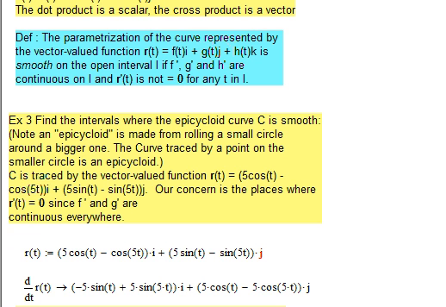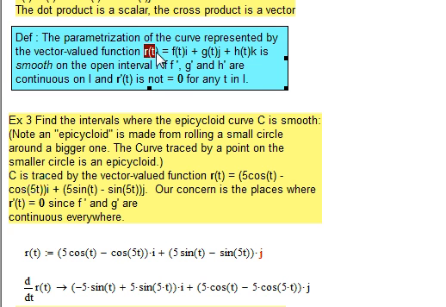So now we're going to talk about whether or not a curve is smooth. The parametrization of the curve represented by this vector valued function r of t equals f of t i plus g of t j plus h of t k is smooth on the open interval I if f prime, g prime, and h prime are continuous on I, and r prime of t is not the zero vector for any t in I.